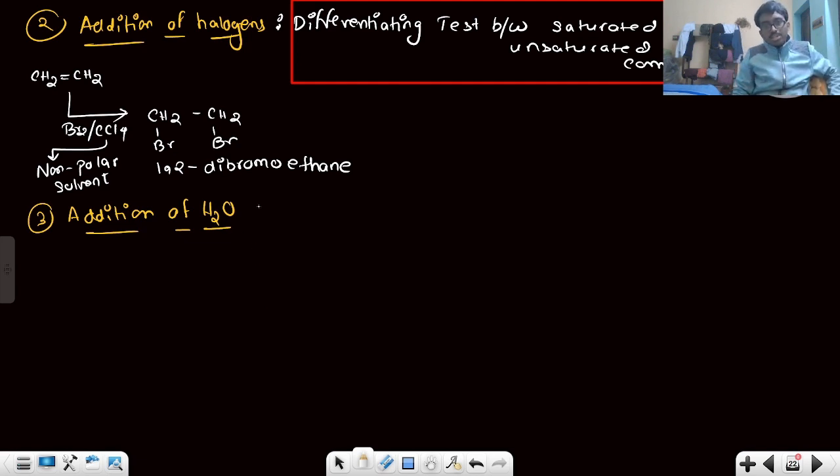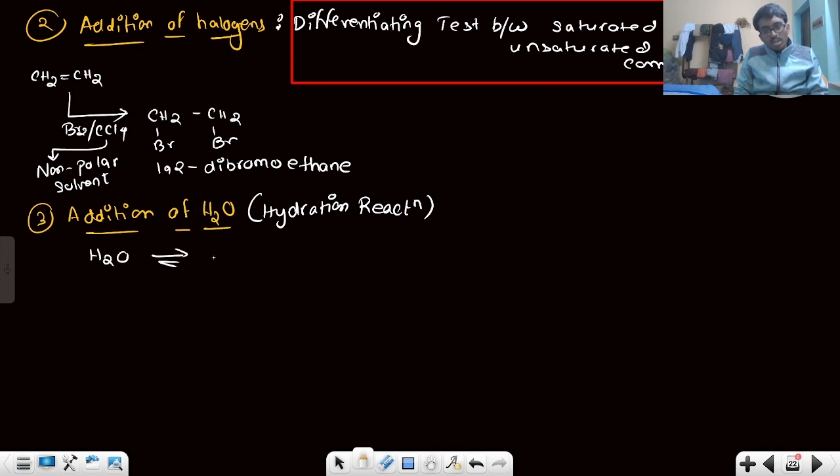Hydration reaction. Addition of H2O is also known as hydration reaction. Hydration is always related to water. So please remember that whenever I am talking about hydration, it is something related to water. The addition of water is known as hydration reaction. Now, you tell me, how does water dissociate? Everyone knows, right? In ionic equilibrium, every time we use the water dissociation H+ plus OH-, right? So you tell me, if I have an alkene, suppose CH2, if I treat it with water, what will happen?